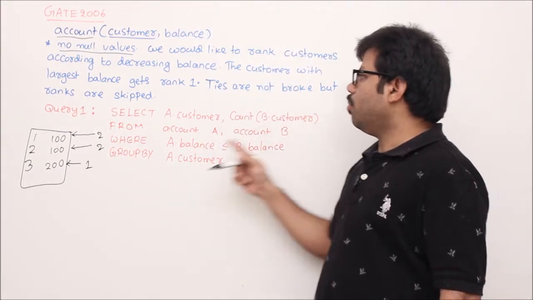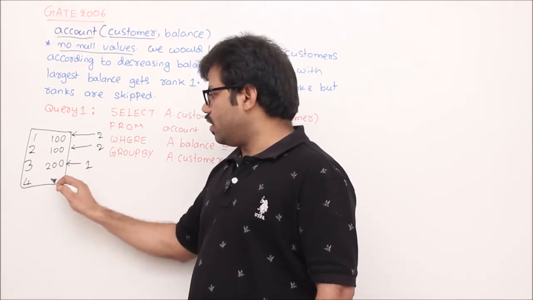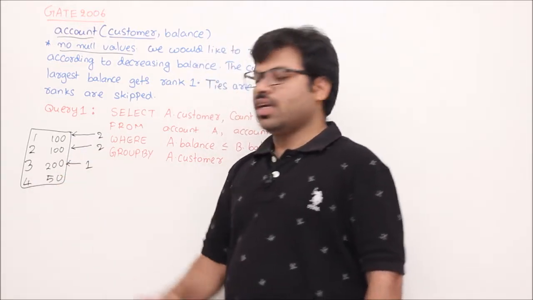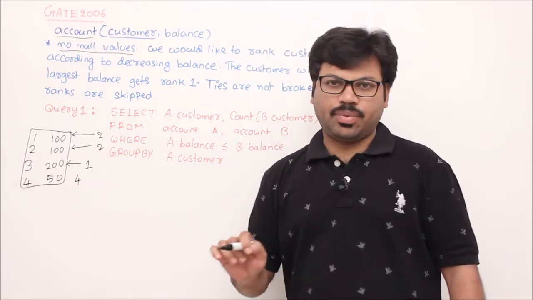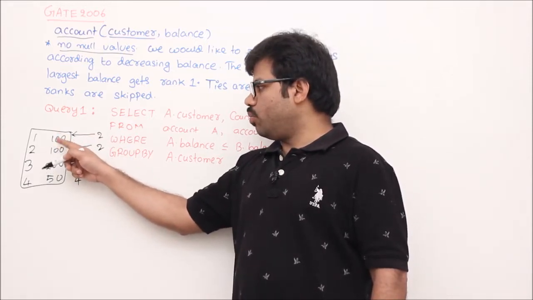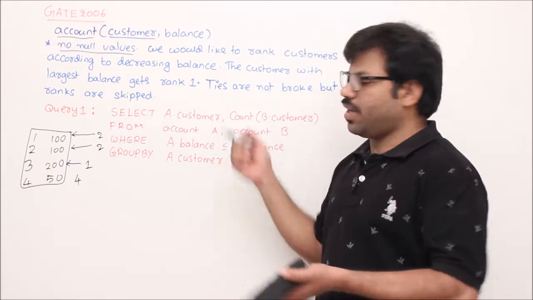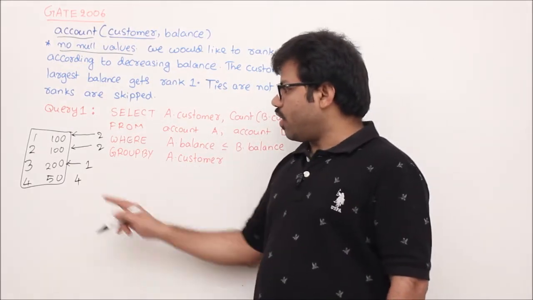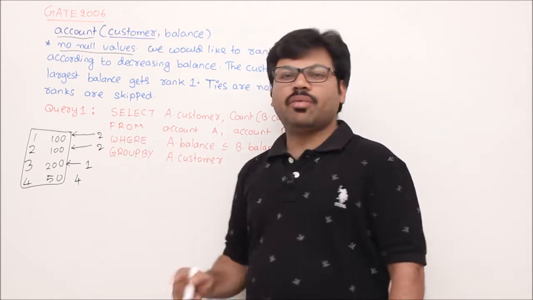Ties are not broken but ranks are skipped. That means next, if you have another customer with a balance of 50 rupees, then he will be given 4th rank. Ranks are skipped, but ties are not broken. So if 2 people have the same value, they will get the same rank. That is what he explained finally. So this is your requirement. Then the question is whether this query satisfies the requirement.